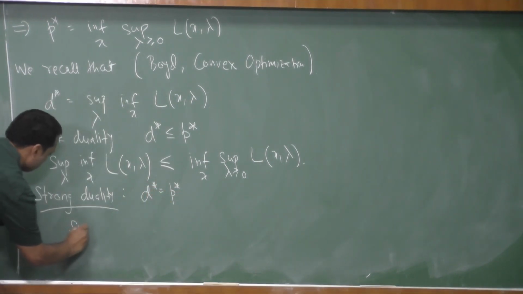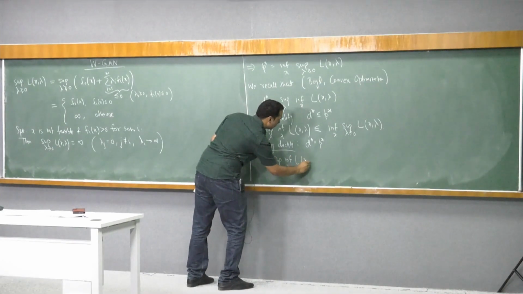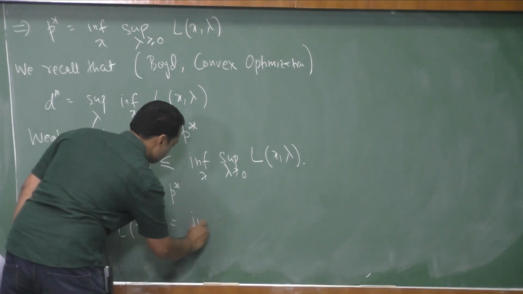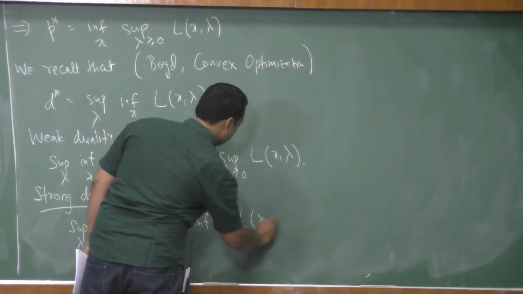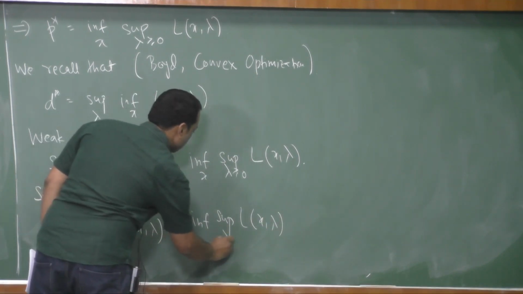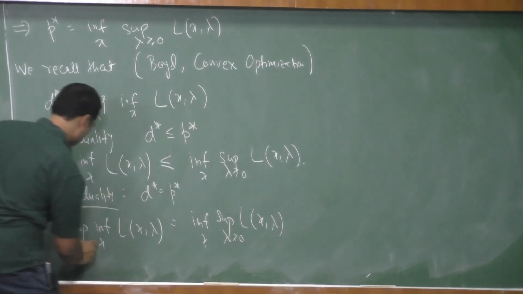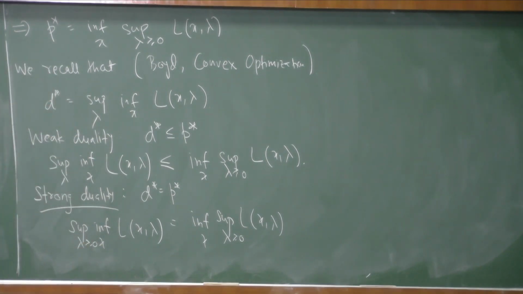So in this case, we have sup inf L(x, lambda) is inf sup of L(x, lambda). Okay, so this is the quickest introduction to duality, strong duality, and weak duality, and we need this last one, when we can change the order.